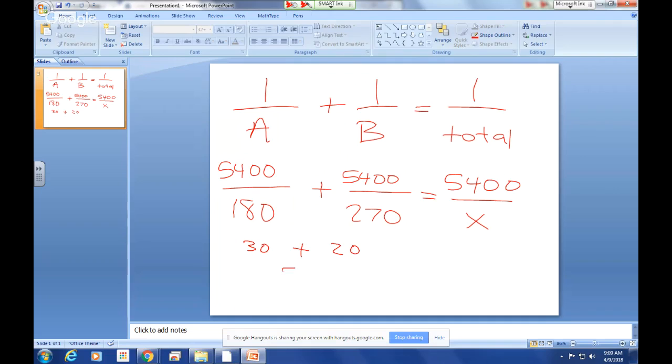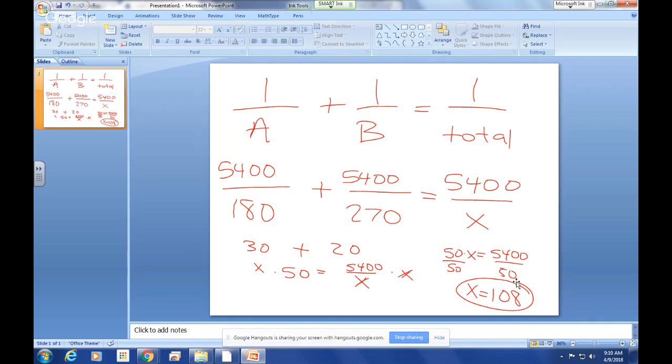Thank you. So 50 equals 5400 divided by x, multiplied by x. That makes this x go away. So now we're dealing with 50 times x equals 5400 divided by 50. And we get x equals 108. Okay. So 108 is the total.